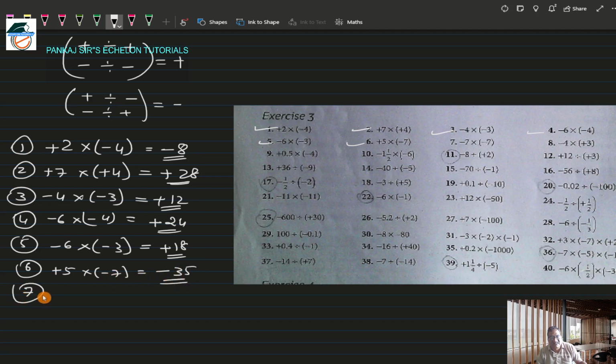Okay. Seventh, minus 7 times a minus 7. So minus into minus is plus, 7 into 7 is 49. So answer is plus 49. Eighth, minus 4. Is it minus 4? No, it's minus 1, I suppose, times plus 3. Okay. So this will be plus into minus is minus, and 3 into 1 is 3. So eighth answer is minus 3.